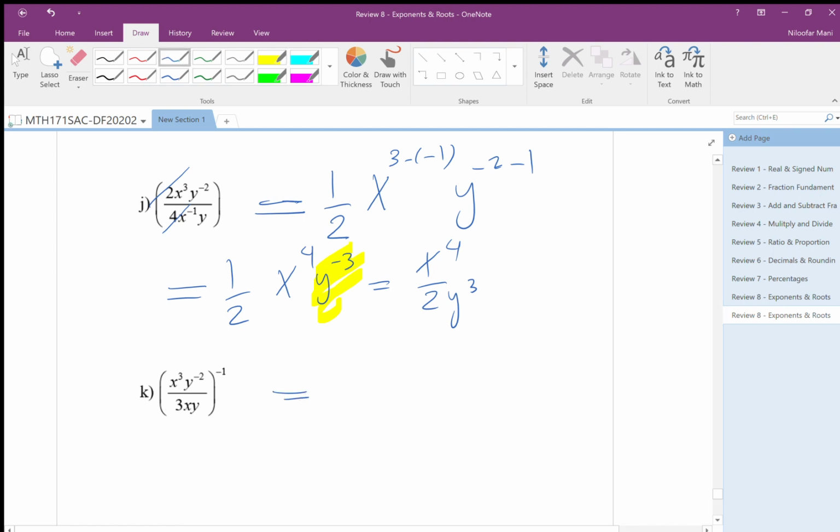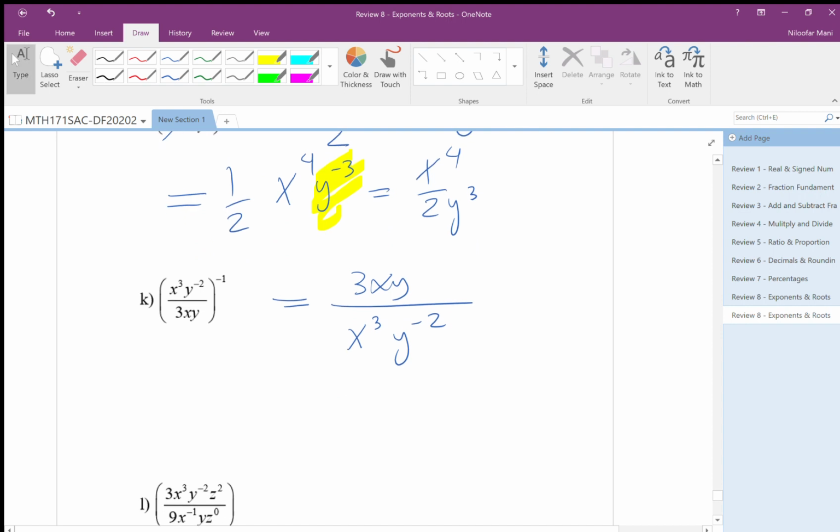How about this one? As I said, you have a negative exponent, flip them, don't change them. Okay, so 3xy over x cubed y minus 2, and then I simplify. So it is 3y power 1 minus 2 over x squared because I can cancel, which is 3y power 3 over x squared.